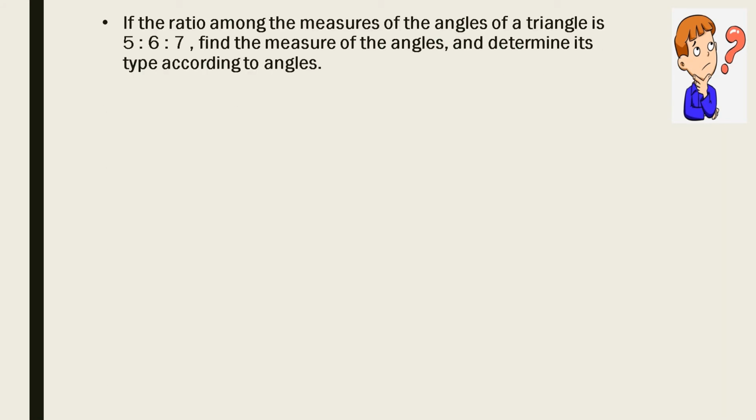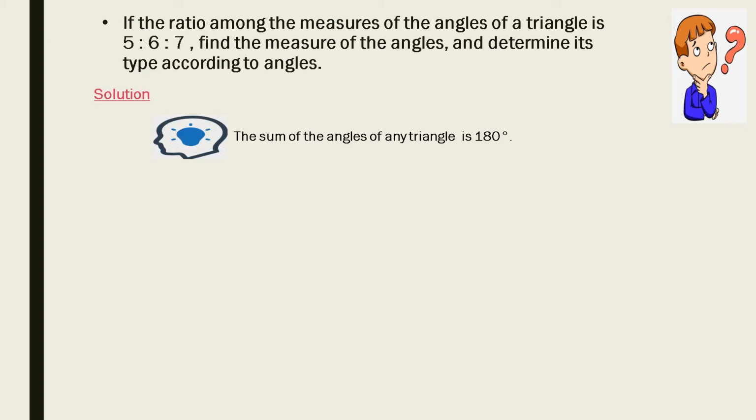If the ratio among the measures of the angles of a triangle is 5 to 6 to 7, find the measure of the angles and determine its type according to angles. In every story problem, we need to find names, ratio, and real. But in this story problem, we didn't have a real number. But we have studied before that the sum of the angles of any triangle is 180. Don't forget, the sum of the angles of any triangle is 180.